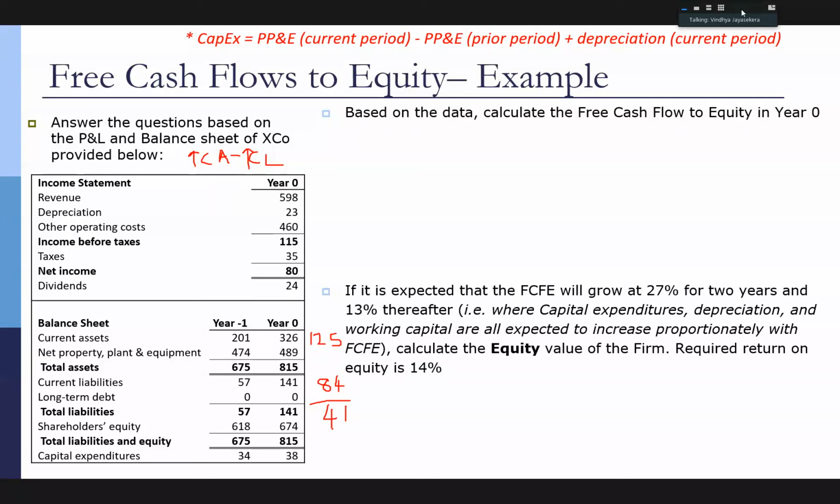So calculate the free cash flows to equity in year 0. Free cash flows to equity today. Here you have your sales figure. This is your non-cash component, non-cash. Other operating costs are cash, because you paid it. The only difference is what we are doing with the increasing current assets and increasing current liabilities.